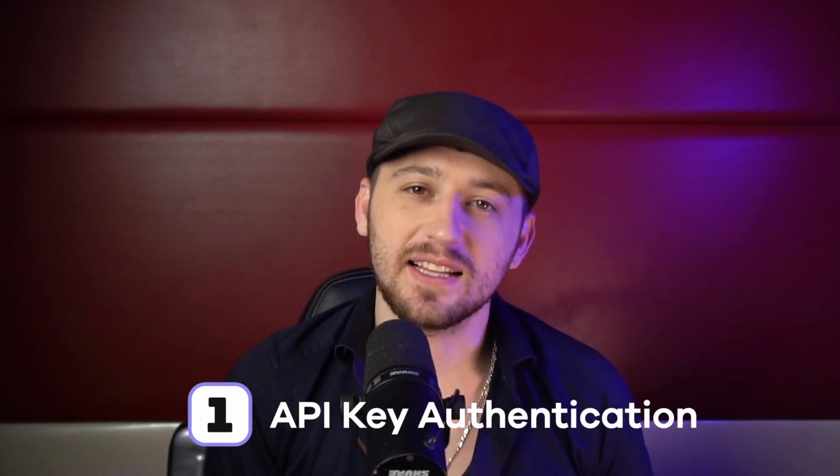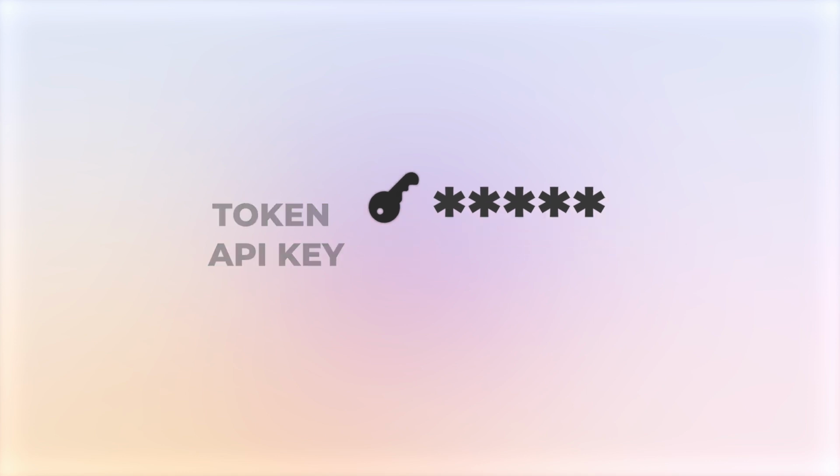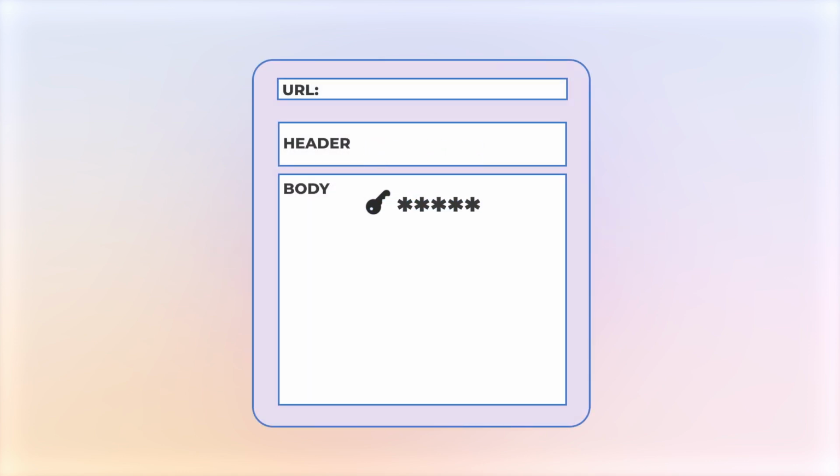Now there are 3 main types of authentication that you're most likely to come across. The first one is called API key authentication. That's where the API you're trying to interact with gives you some sort of token or API key. Generally you would put that key either in the header, in the body, or in the link itself when you do the API calls.